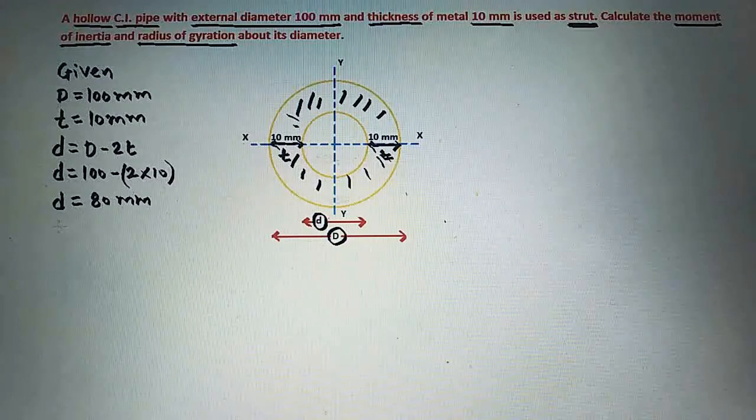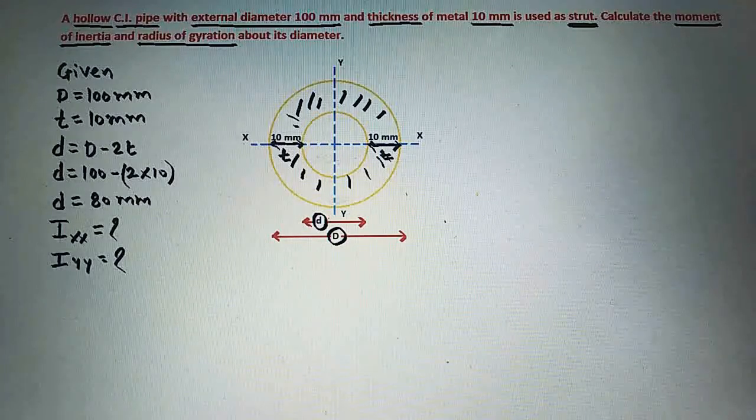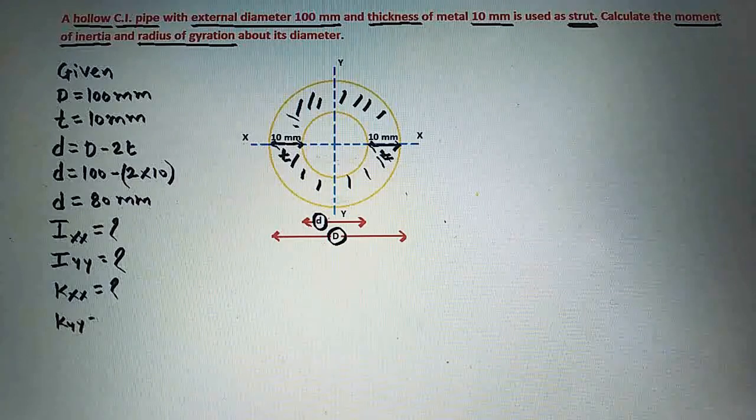So here we will first find out the moment of inertia along x-axis, that is Ixx, and moment of inertia along y-axis, that is Iyy. Then we will find out the radius of gyration along x-axis and the radius of gyration along y-axis. So these are the moment of inertia and radius of gyrations we have to find out about the diameter of this hollow circular pipe.